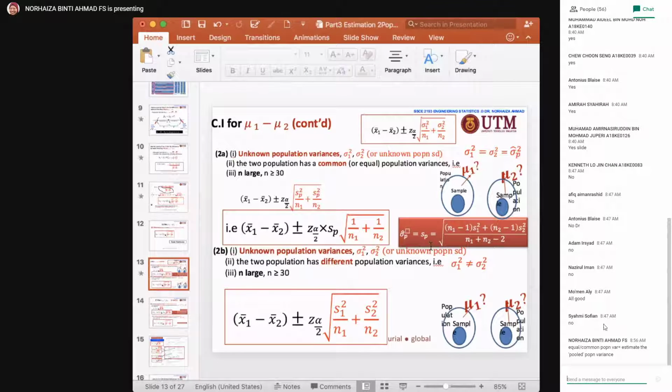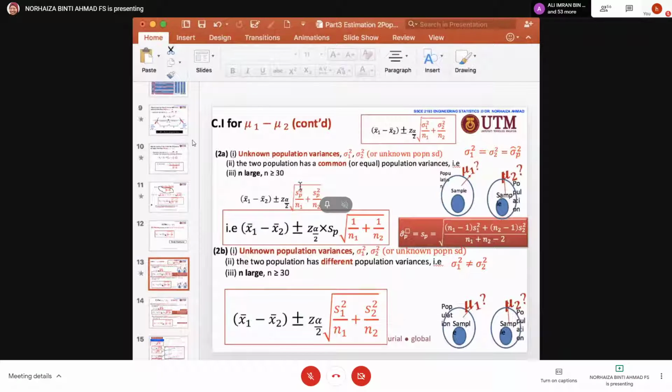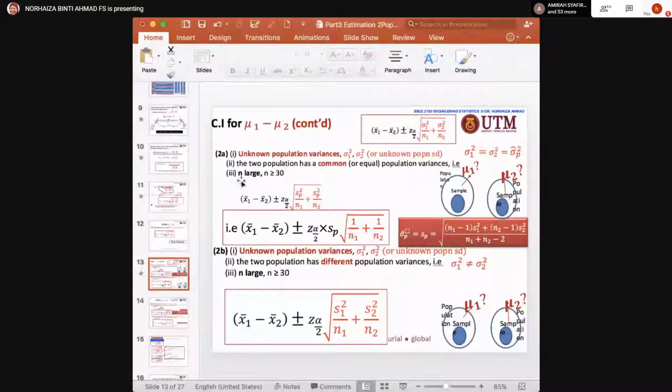Now, once you've got this pooled standard deviation or variance, you plug it into this formula here, which gives you the equation on the upper hand here. Because of the same value here, you can factorize it to SP times the square root of 1 over N1 plus 1 over N2. So this would be your second formula.